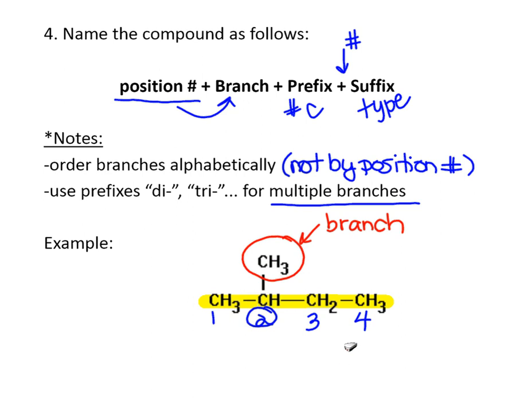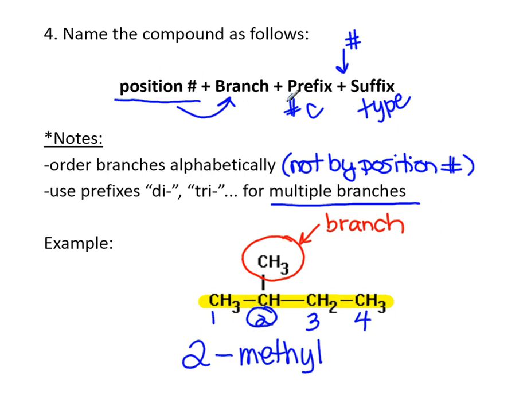Now I can try and put the name together. So first thing that comes is the position number where my branch is. It's on number 2, so I'm going to write down the number 2. Then I put a dash beside it, just like we saw with other numbers. Then I need my branch name. This is my branch, made up of 1 carbon, so I know it's meth. And since it's a branch, I put the YL ending. So I've got 2-methyl.